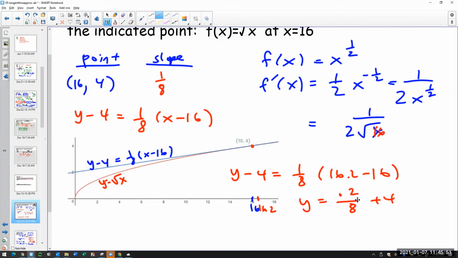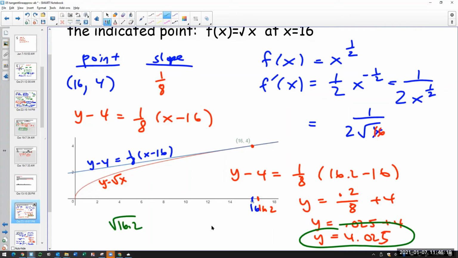I'm going to cheat. I'm going to get my calculator. You can use your calculator on your test anyway. So 0.2 divided by 8, that's 0.025. So what I get is 0.025 plus 4. And so my approximation is 4.025. Now, what am I saying? What is this an approximation of? What do I think that's about the same as? The square root of 16.2. That's my approximation.